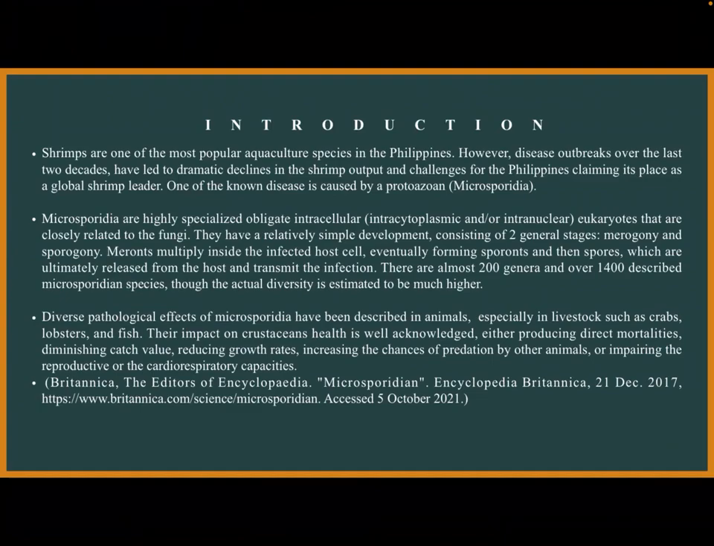Microsporidia are highly specialized obligate intracellular eukaryotes that are closely related to fungi. They have a relatively simple development consisting of two general stages: merogeny and sporogeny. Meronts multiply inside the infected host cell, eventually forming sporonts and then spores, which are ultimately released from the host and transmit the infection.